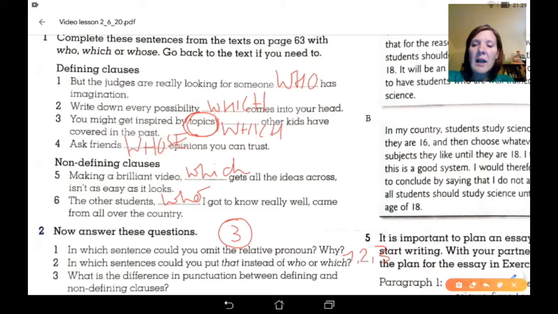Okay. And the question in number 3, the difference in punctuation, we said before, is the use of commas in non-defining clauses. You can see them here. Okay. So that was everything for that exercise.